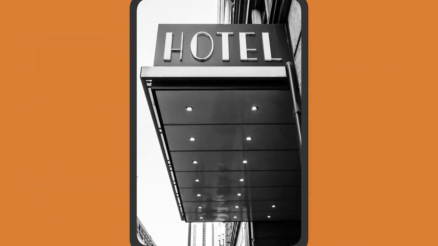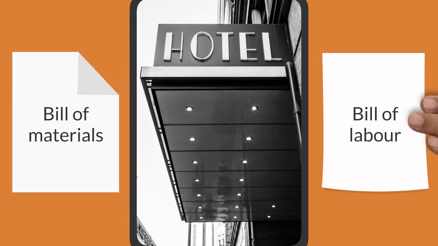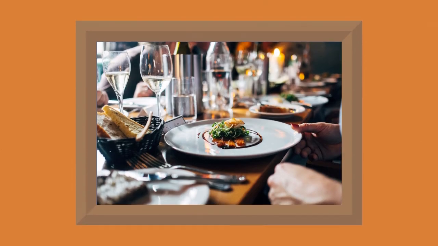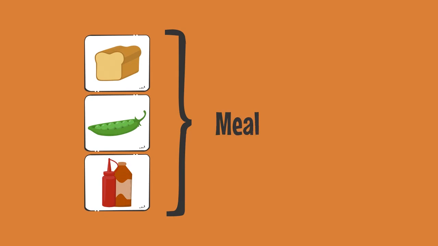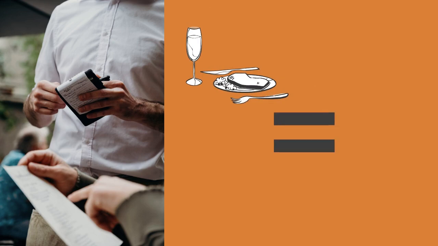In hotels, MRP is applied to develop a bill of materials and a bill of labor when it renovates each of its hotel rooms. In restaurants, ingredients and side dishes, bread, vegetables, and condiments are typically meal components. These components depend on the demand of food, and in the plan, food is seen as a finished product.